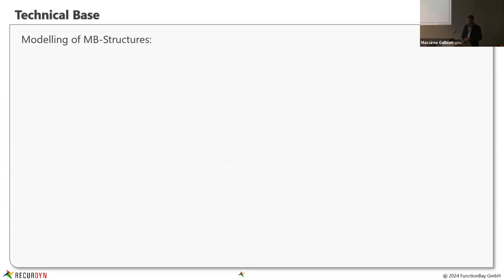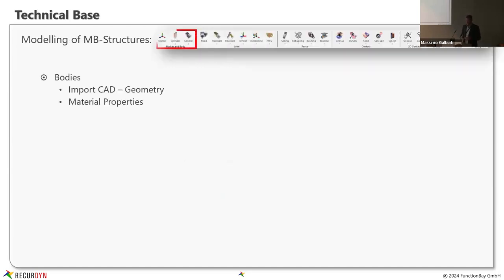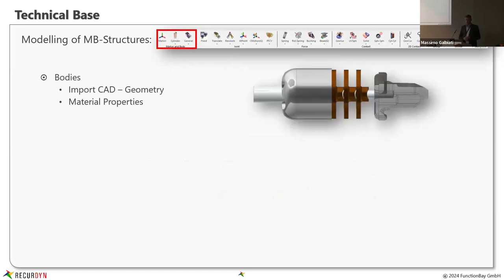Okay, how to continue? How can we start to build up the model? At first we need some geometry. This usually comes from CAD. We have standard interfaces like STEP, Parasolid, IGES, IDEAS, whatever you have. After importing this, we automatically get mass and inertias based on the volume of these structures and, of course, the density or whatever you give as a material property from CAD.